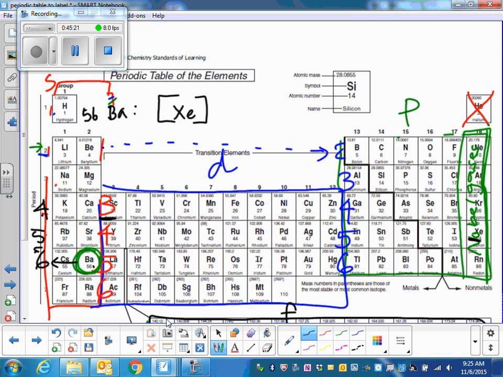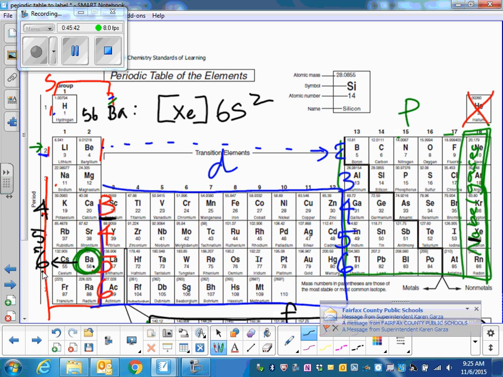What is the energy level? 6. After xenon, you write 6. What block is this? S. Where does barium end? S2. I'm done with my electron configuration for barium. It's xenon 6s2. Is it a shortened electron configuration? Do you understand it? Did you write it down?